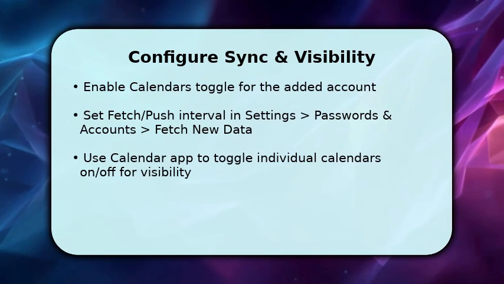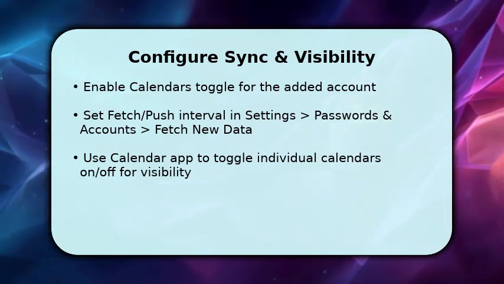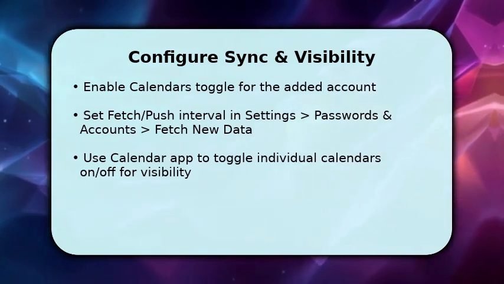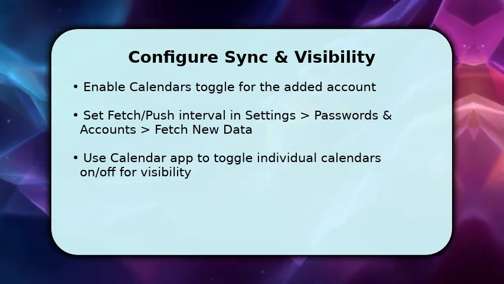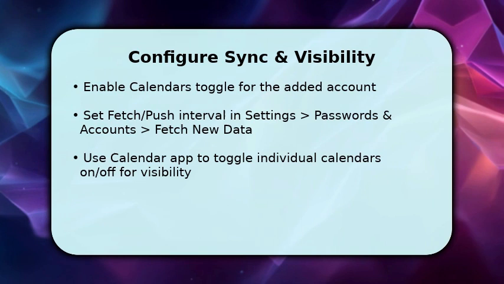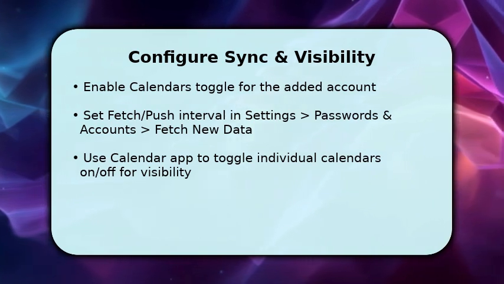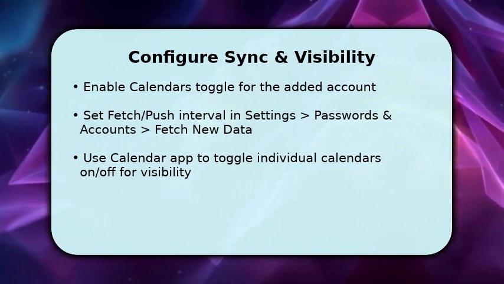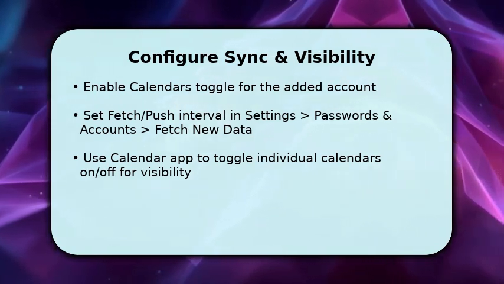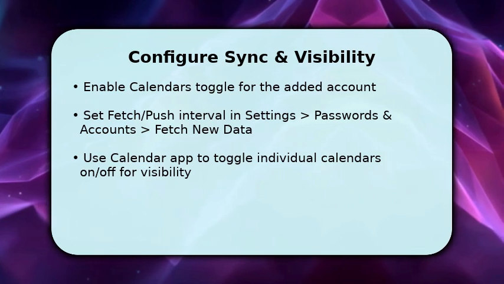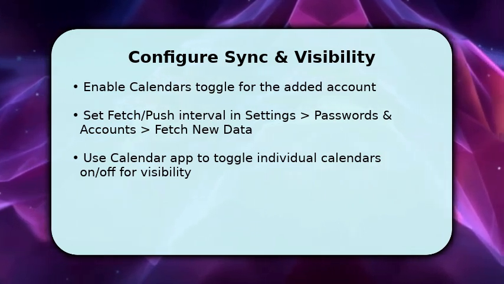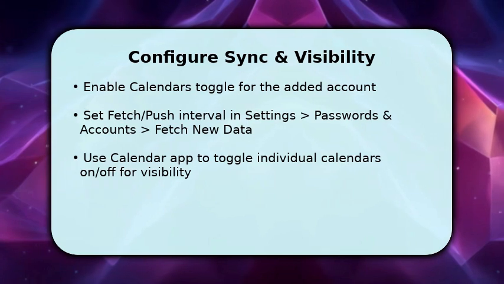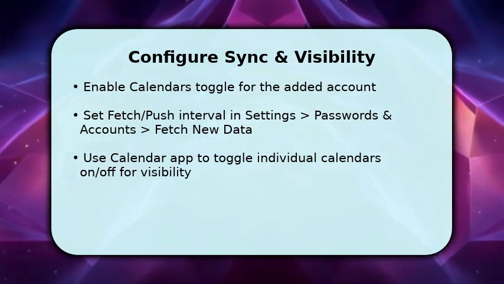Next, you configure how events sync and what you see. In Settings, tap Passwords and Accounts, then the account and toggle Calendars on. This enables sync. Make sure Fetch New Data uses push where available, or set a preferred interval for fetch so updates arrive promptly. Once enabled, open Calendar, tap Calendars, and check or uncheck individual calendars to control visibility. This lets you combine work, personal, and shared calendars without clutter. Make sure Default Calendar and Time Zone support match the calendars you added.